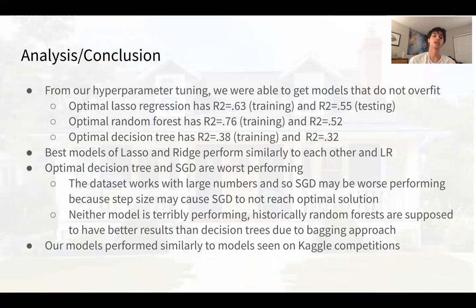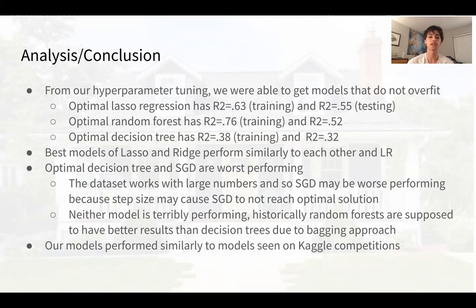After looking at the hyperparameters and how our models perform when we plug them in, we were able to get models that don't overfit. For example, our optimal lasso regression had an R2 of roughly 0.63, random forest 0.76, and decision tree 0.38. Out of all the models, the best ones were ridge and lasso, which seemed to perform very similarly. The optimal decision tree and the stochastic gradient descent seem to be the worst performing.